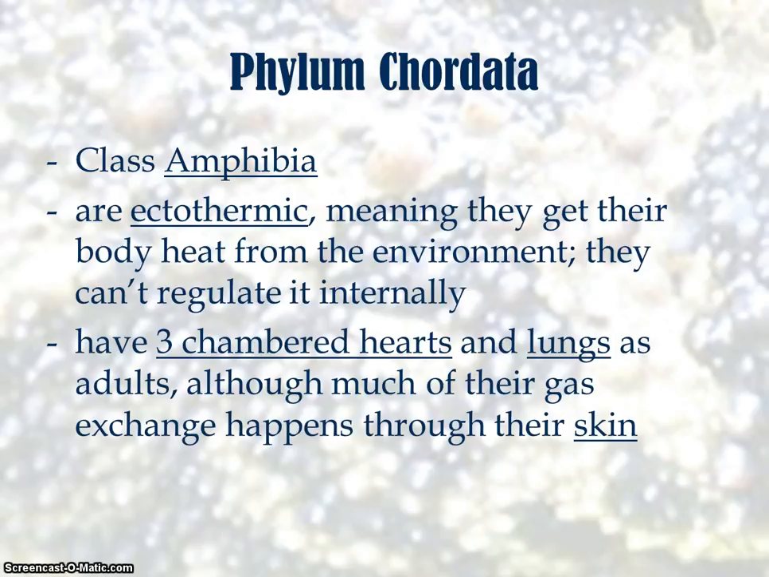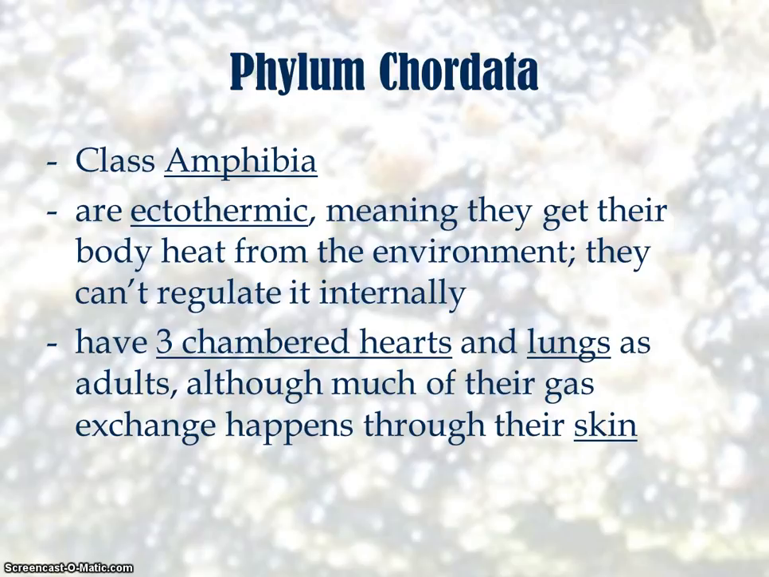They are ectothermic, just like our fish, which means they cannot regulate their own body temperature. They allow their environment to do that. They have a three-chambered heart. Remember, our fish have a two-chambered heart, but our amphibia have a three-chambered heart. They have lungs. They do not use gills. They have lungs, but they only have lungs as adults. Once they've transitioned in their life cycle from their aquatic juvenile stage to the adult stage, they're terrestrial, and they use lungs for gas exchange.